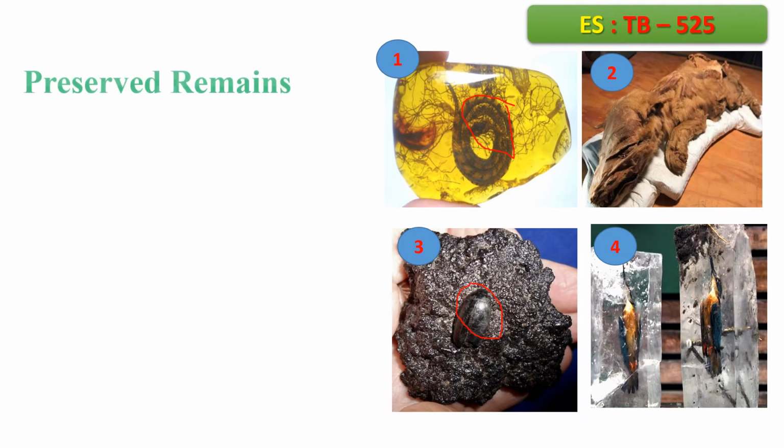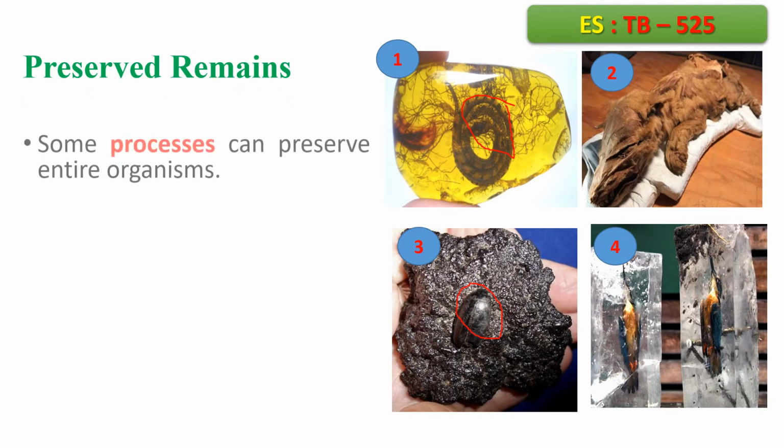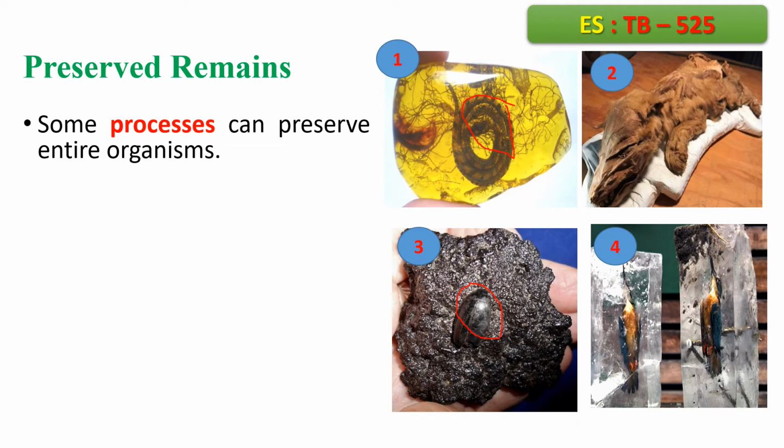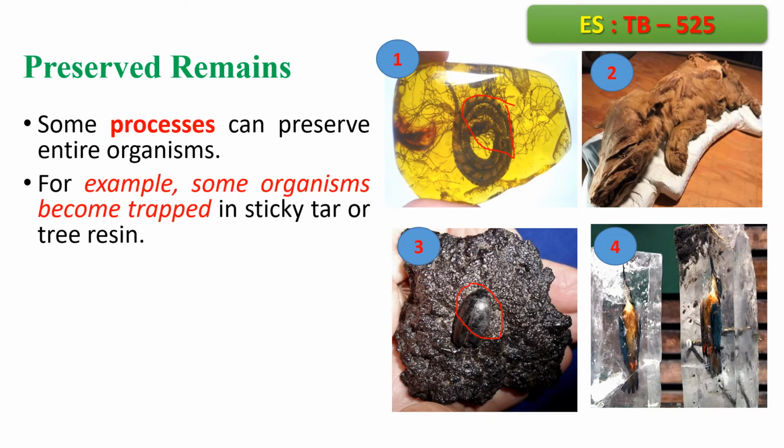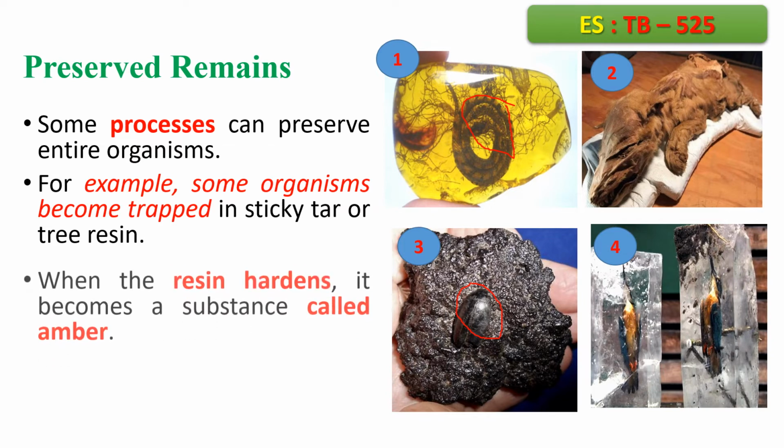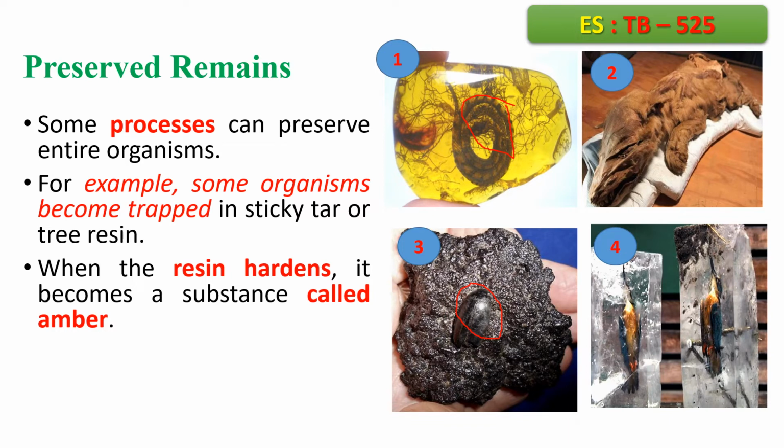Preserved remains. Some processes can preserve entire organisms. Look at the diagram. You can see how different kinds of fossils and organisms are preserved. For example, some organisms become trapped in sticky tar or tree resin. When the resin hardens, it becomes a substance called amber.